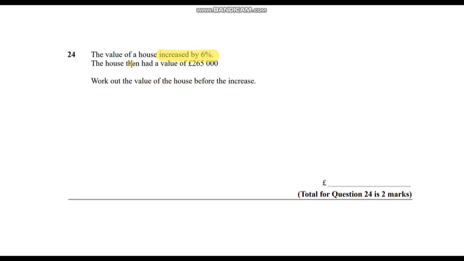Question 24. The value of a house increased by 6%. The house then had a value of £265,000. Work out the value of the house before the increase.